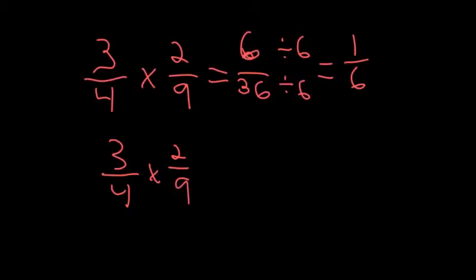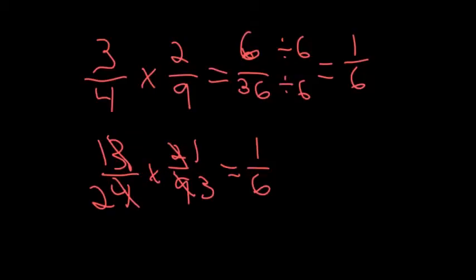I can reduce the 3 and the 9. 3 goes into 3 once. 3 goes into 9 3 times. And then I can reduce the 2 and the 4. 2 goes into 2 once. 2 goes into 4 twice. And multiply. 1 times 1 is 1. 2 times 3 is 6.